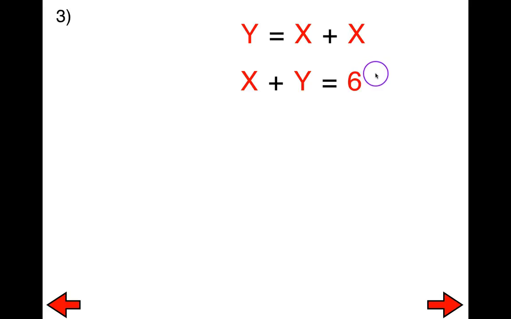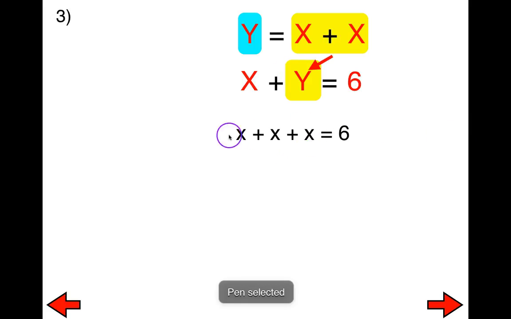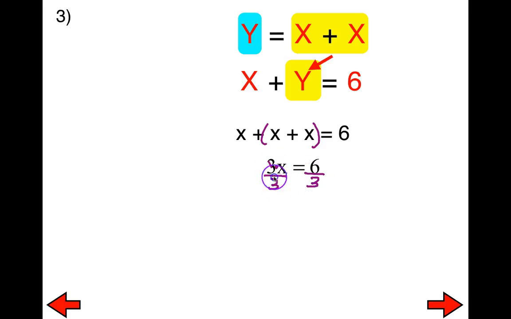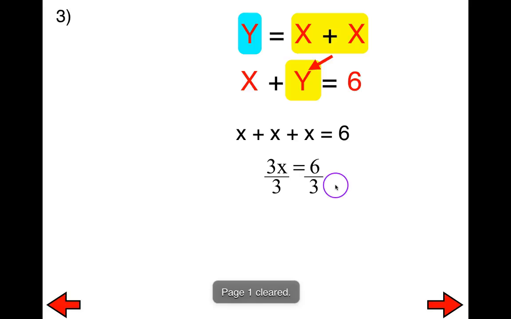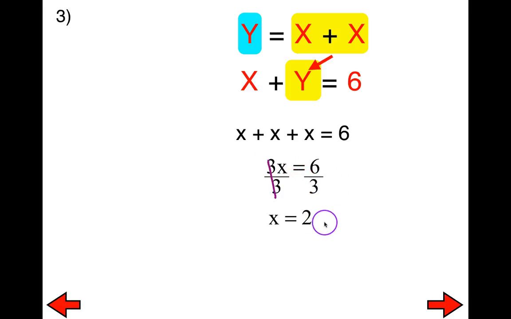So first of all, I do recognize that y equals 2x. So what I could do in this second equation is replace y with 2x. So now I'm left with x plus the 2x that I just added equals 6. That leaves me with 3x equals 6. Here, this means 3 times x, so the inverse would be to divide both sides by 3, leaving me with x equals 2.